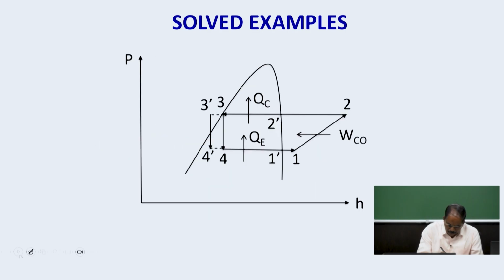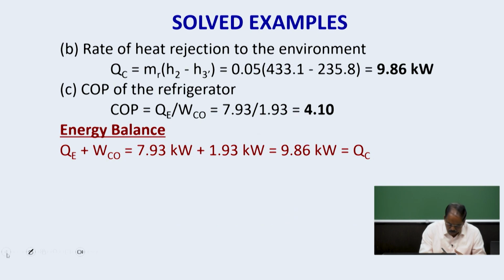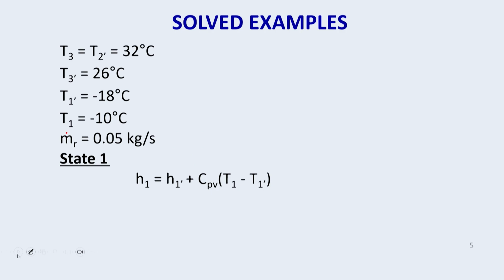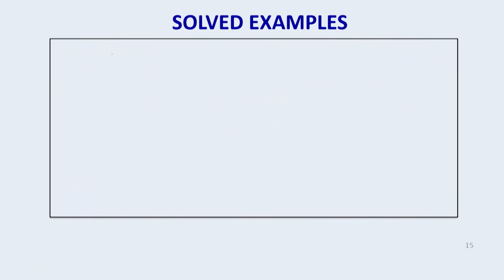So now let us calculate the parameters. Rate of heat removal, that is H1 to H4 dash. Enthalpy at the outlet of the evaporator or inlet to the compressor, up to 4 dash. Not 4, it is H4 dash. Here also it is m dot r. So m dot r into H1 minus H4 dash. Evaporator heat load is equal to refrigerant mass flow rate into H1 minus H4 dash.